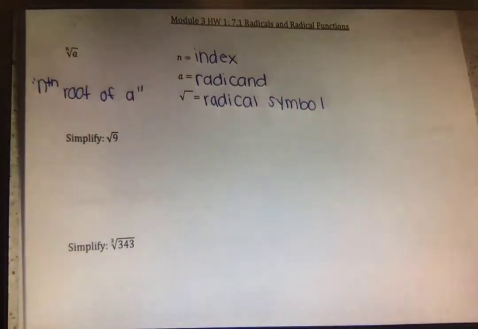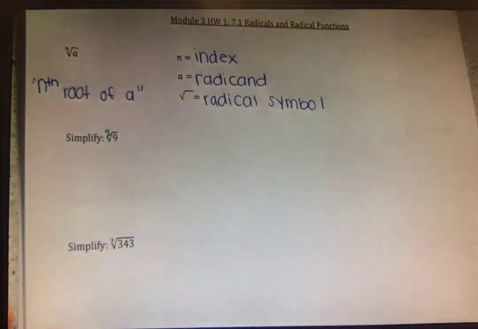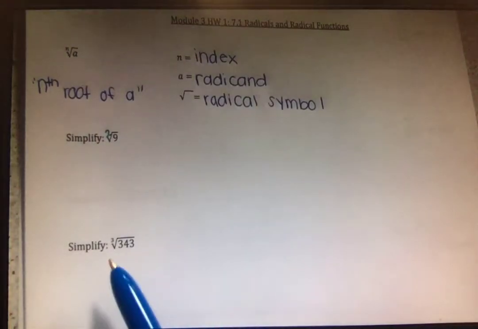So, for example, if you have the square root of 9, even though there's no index written there, it's understood that it's going to be a 2. So, if there's anything other than the square root, so like this next example has a 3 there, that'll be the cubed root. But because there's nothing written, it's understood that it's a square root. Just like if you have x, it's understood that it's 1x, same concept.